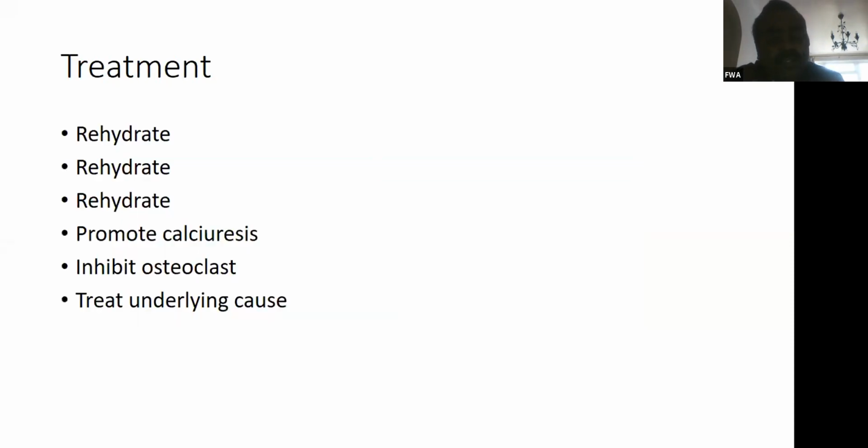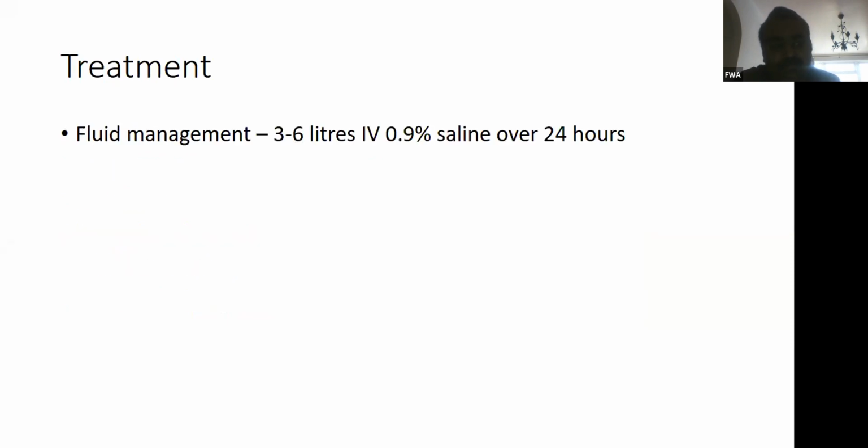And the treatment strategy for me is very simple. Number 1 is rehydrate, number 2 is rehydrate again, and number 3, rehydrate. There's no point treating anything in the first 24 hours until we know it is due to malignancy or anything else. The second is to promote calciuresis. Third is to inhibit osteoclast activity, so the release of calcium from the bone, and then treat the underlying cause.